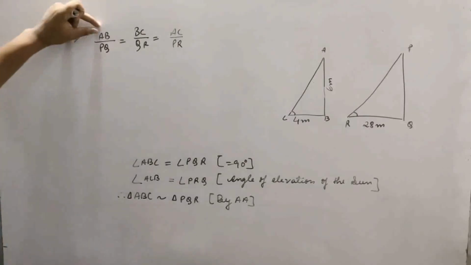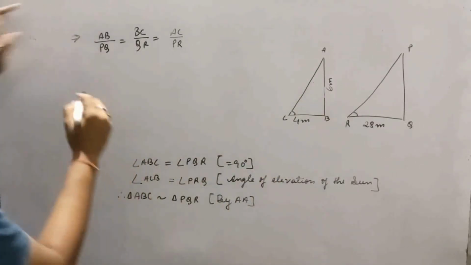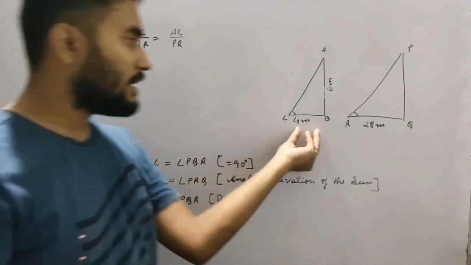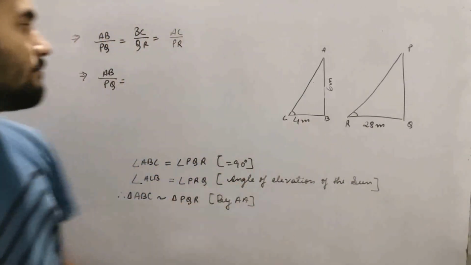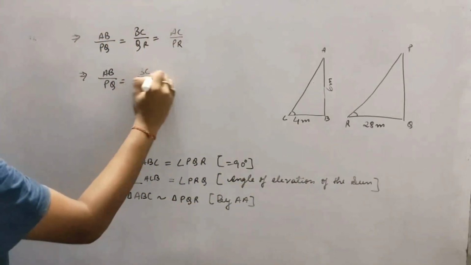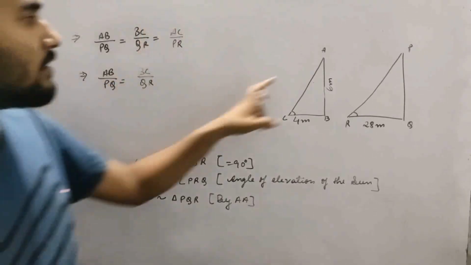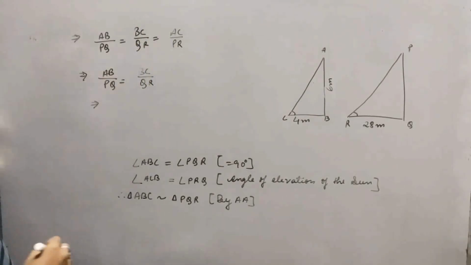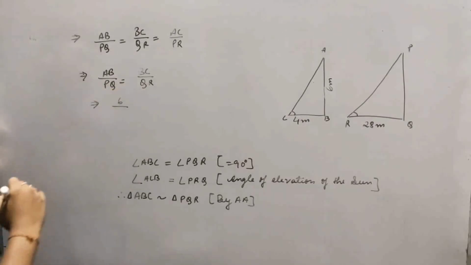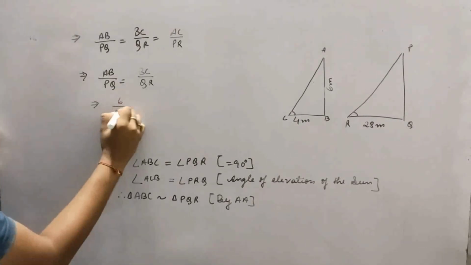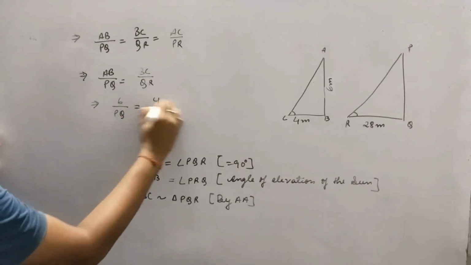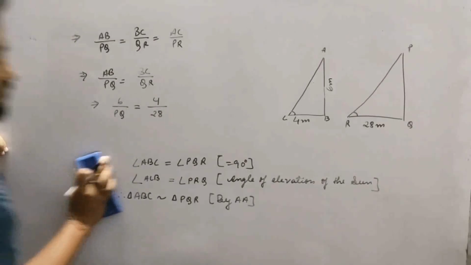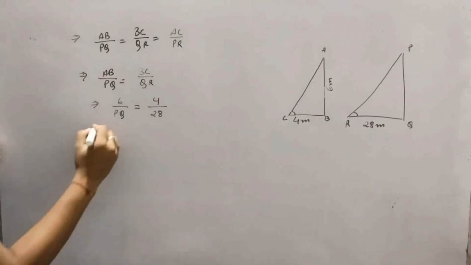Now which sides do I need? Definitely I need AB, right? So this ratio will come because I need AB. So which implies AB by PQ, this ratio I need equal to, what is the next? Definitely this value is given, so I need BC and QR also. AC by PR, AC value not there, PR value not there, so we need not use this ratio. Now substitute the values. What is the value of AB? 6. What is the value of PQ? PQ we will find, the height of the tower. What is the value of BC? 4. What is the value of QR? This is 28. So simply now cross multiply and find the value.